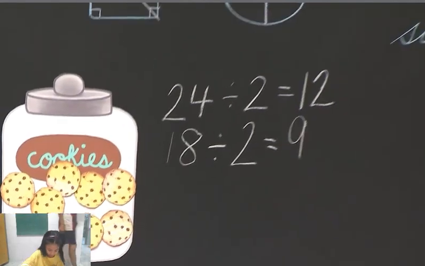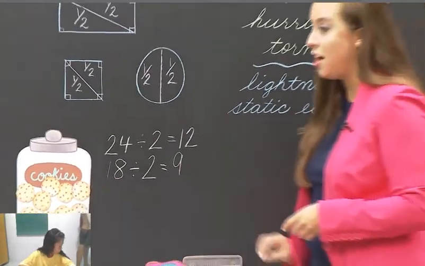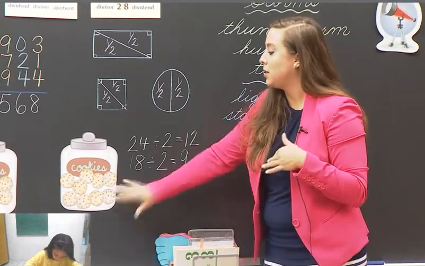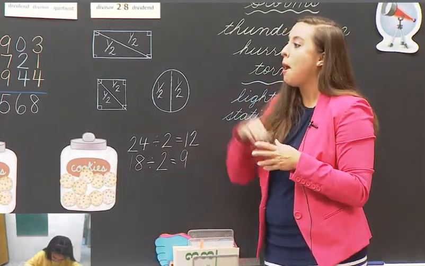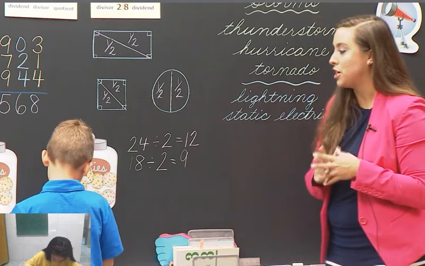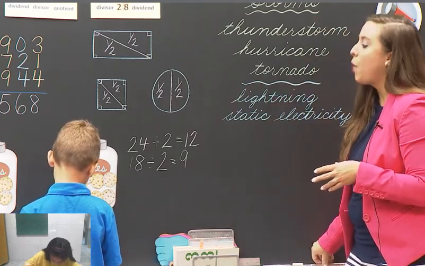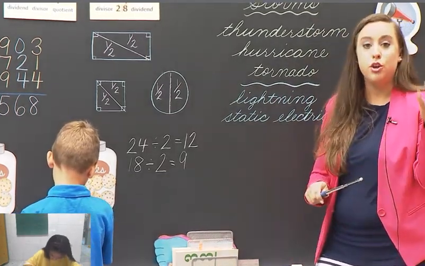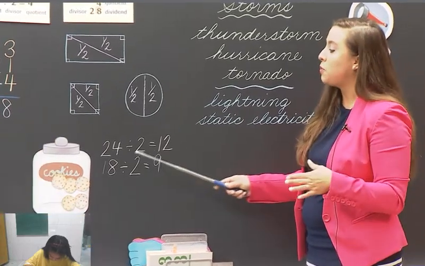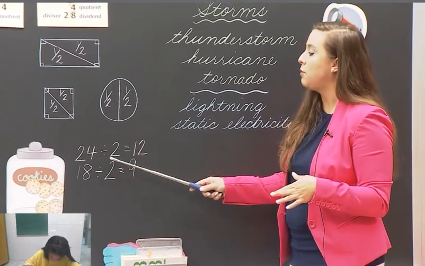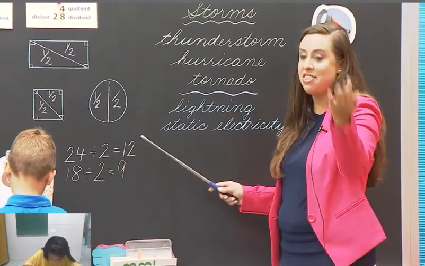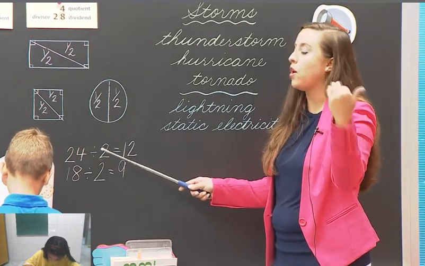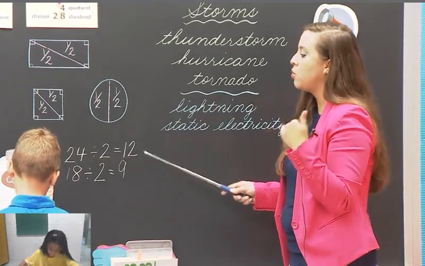Let's have Madison and Presley come. We're going to do another problem. So Presley, come collect the cookies from the boys' cookie jar. Madison, come collect the cookies from the girls' cookie jar. When you're reading through your division sentence, these problems read 24 divided by 2 equals 12. Let's say that. Begin. 24 divided by 2 equals 12.